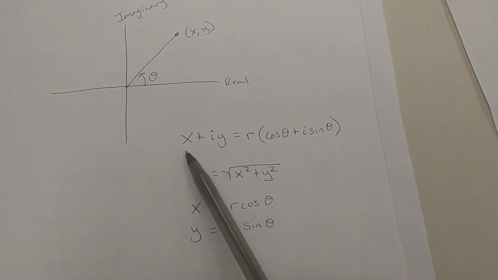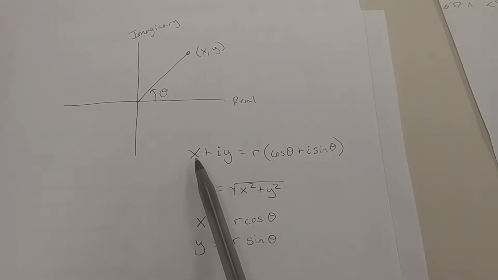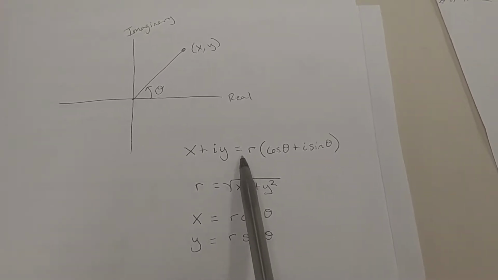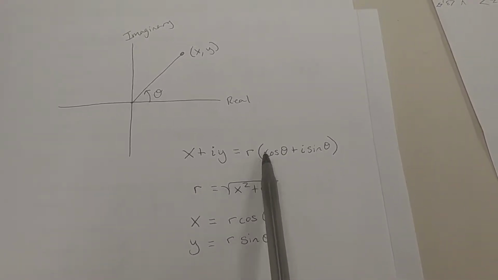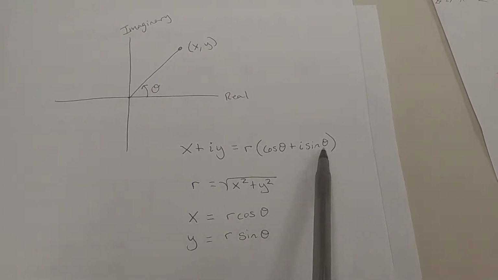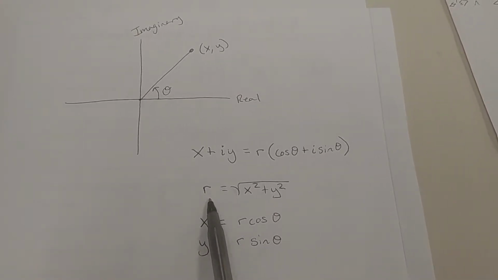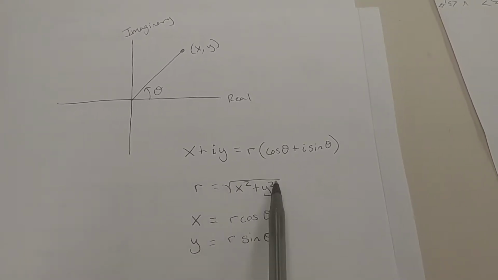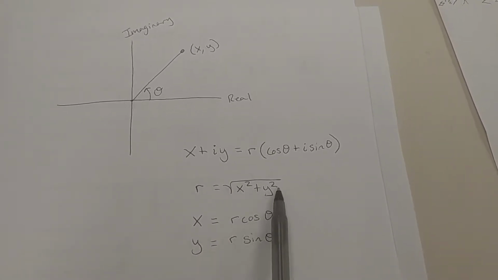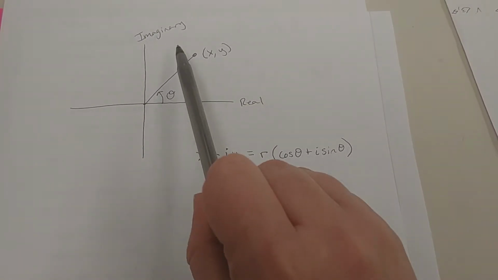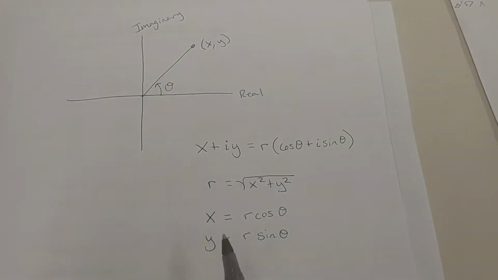When you have a number in complex form, x, which is the real part, plus iy, which is the imaginary part, it converts over to a trig function as r times the quantity cosine theta plus i sine theta. Now that r, we need to know that. And how we calculate it is we take the square root of x squared plus y squared. Again, x is the real number and y is the imaginary number.